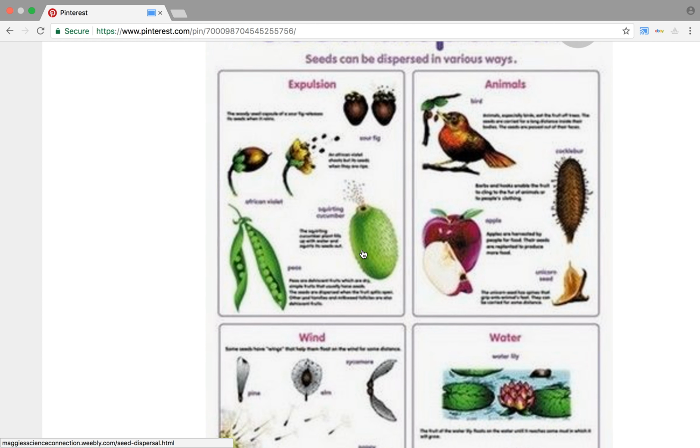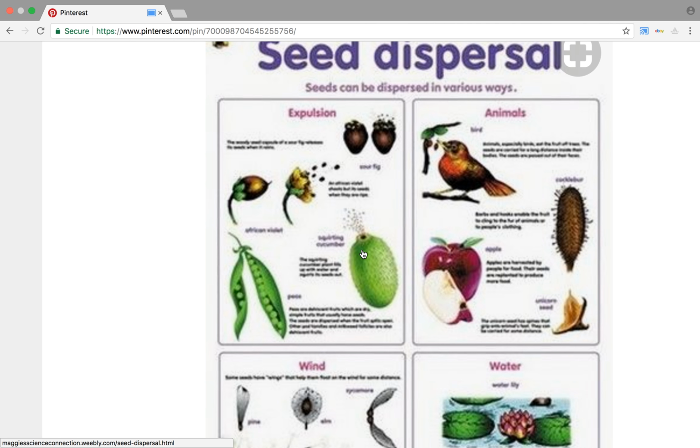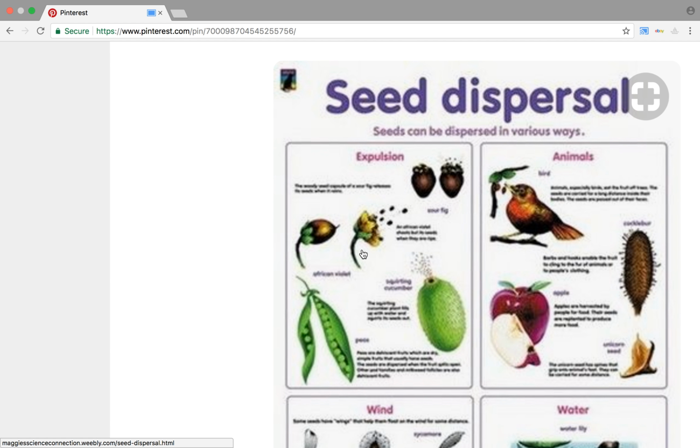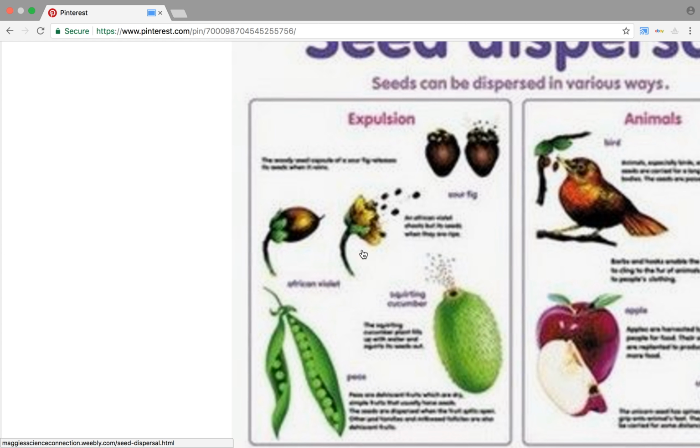Right, now there are several ways in which seeds are being dispersed, right? We have animals, wind, water, and of course explosive action. Now what are the characteristics? I know you can't read from there, but never mind. What are the characteristics of plants or seeds that are dispersed via the explosive action?